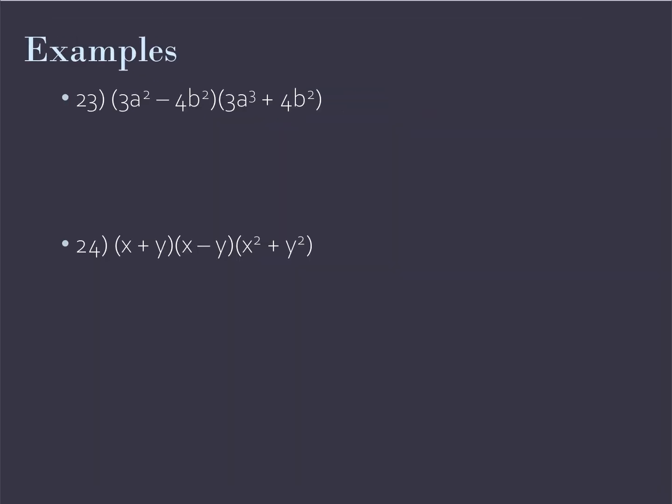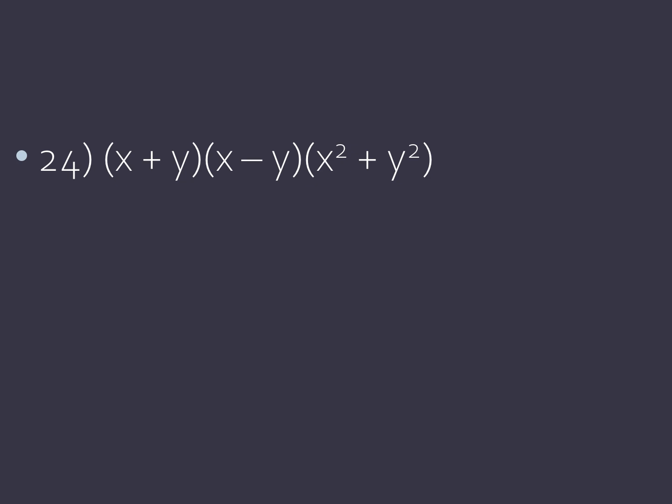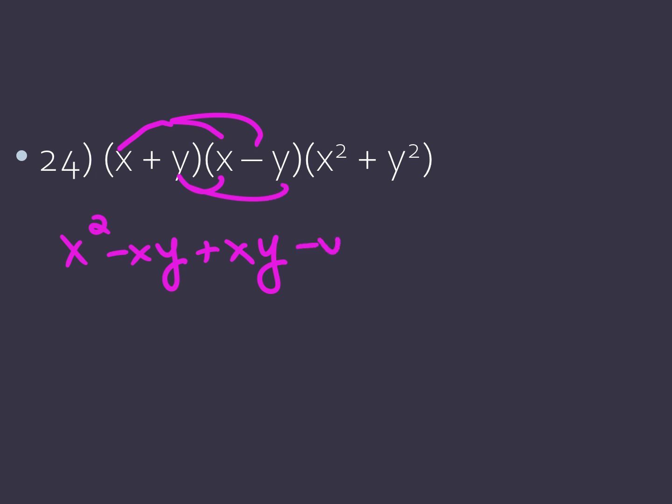Let's do 24. Where should I start? Does it matter? Could I just rewrite the first parenthesis, multiply the second one into the third one? Absolutely. But what would be the easier thing to do? Why the first one and the second one? The middle terms are going to cancel, right? When I multiply these, it's the difference of perfect squares. X times x is x squared. X and negative y is minus xy. Y and x is plus xy. And then y and negative y is minus y squared, correct? What happens with the middles?